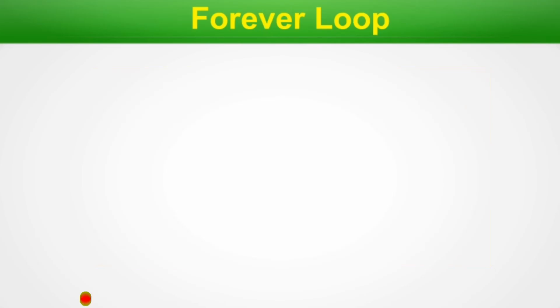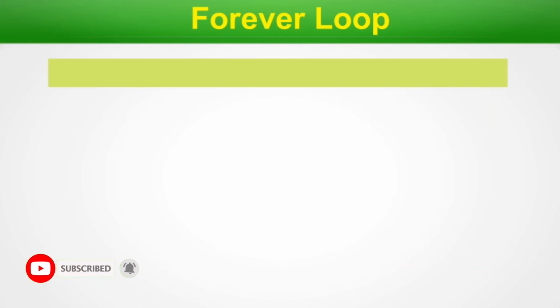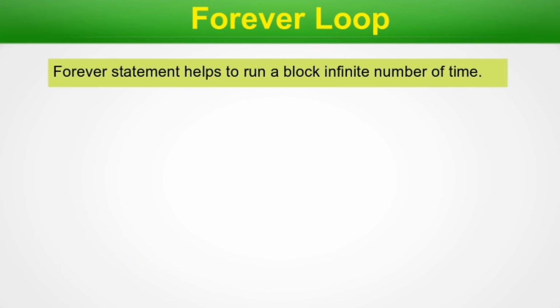Let's move on to the forever loop. The forever statement helps to run a block an infinite number of times. So guys, I hope you remember when we learned C code, we sometimes came into a situation where our for loop went into an infinite loop. In HDL, like Verilog-A code, sometimes we may need this particular infinite loop, and it is defined there for our ease. Let's see it with an example.